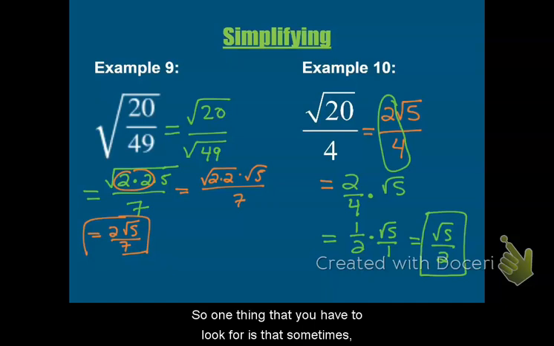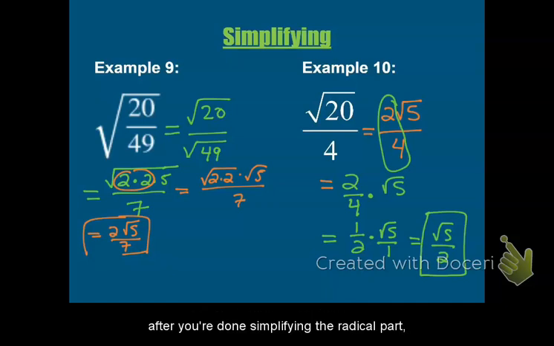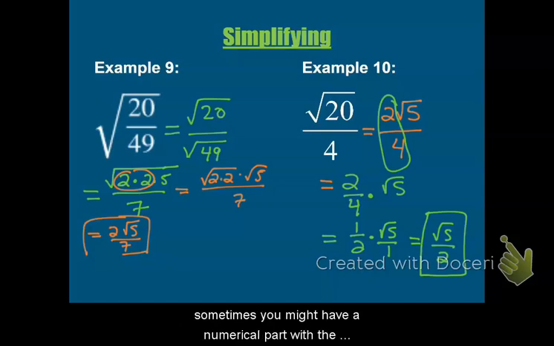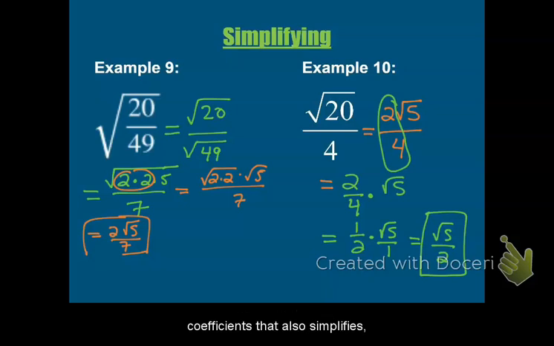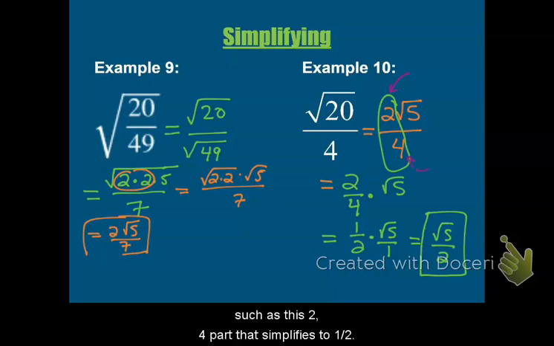So one thing that you'll have to look for is that sometimes after you're done simplifying the radical part, you might have a numerical part with the coefficients that also simplifies, such as this 2/4 part that simplifies to 1/2.